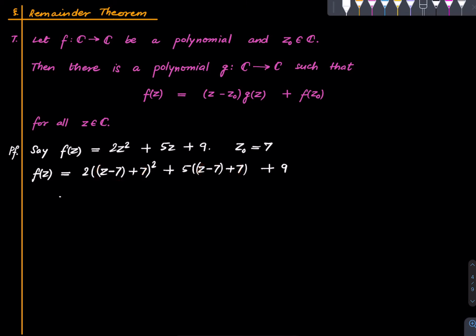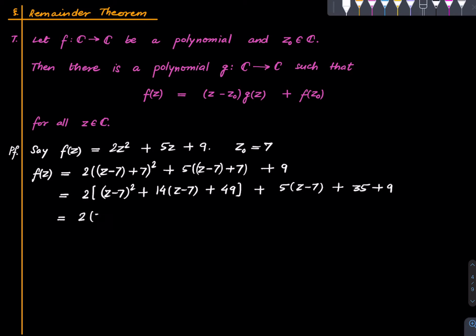And now we just expand the brackets. So this is (z − 7)² + 14(z − 7) + 49, plus 5(z − 7) + 35 + 9. Just expanding the brackets, so this is equal to 2(z − 7)² + 28(z − 7) + 98 + 5(z − 7) + 44.